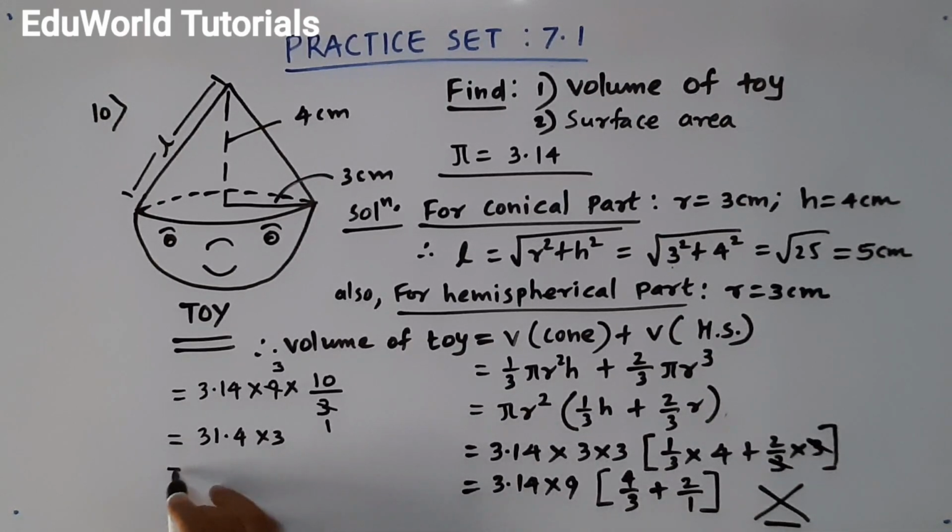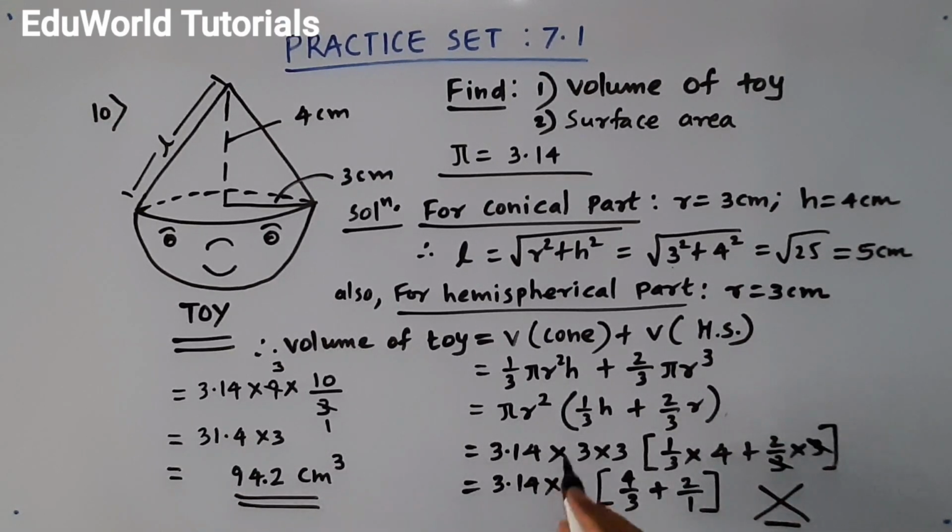Finally we are coming to the answer. 3 fours are 12, 2 carried, 3 ones are 3 and 1 is 4, 3 threes are 9. So it is 94.2 centimeter cubed. This is the volume of the toy.